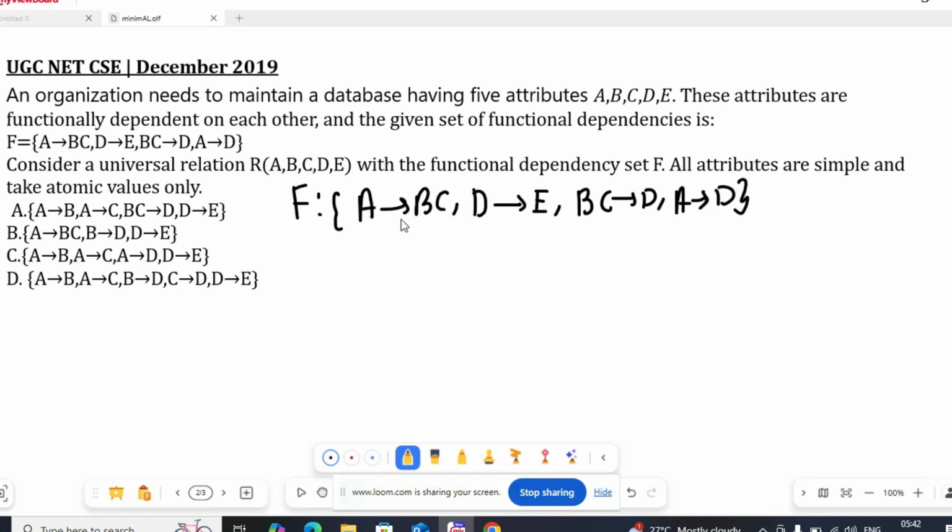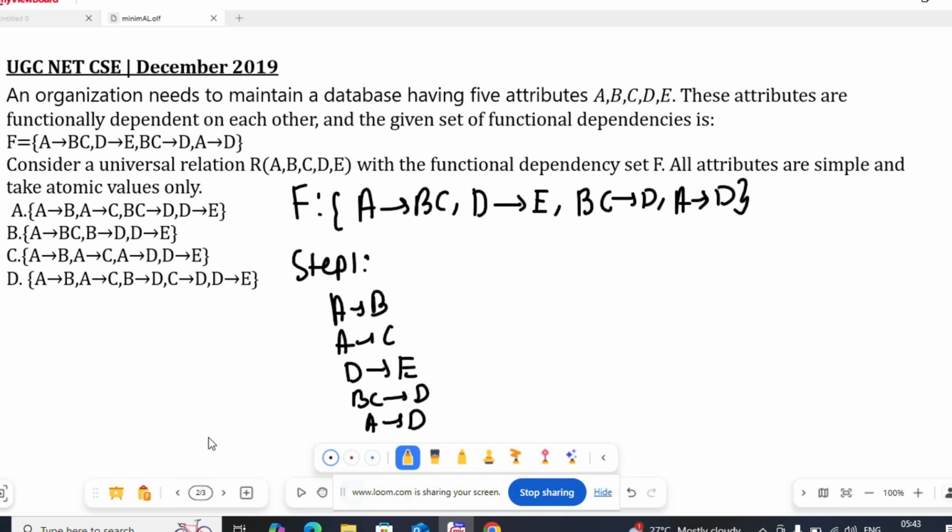Now, what was our step 1? Step 1 was the decomposition rule. That means apply the decomposition rule on the given functional dependencies. If there is more than one attribute on the right hand side, then we have to apply the decomposition rule on that functional dependency. Here there is only one such functional dependency, A to BC. If we apply the decomposition rule, it will become A to B, A to C, D to E, BC to D and A to D. So that was your step 1.